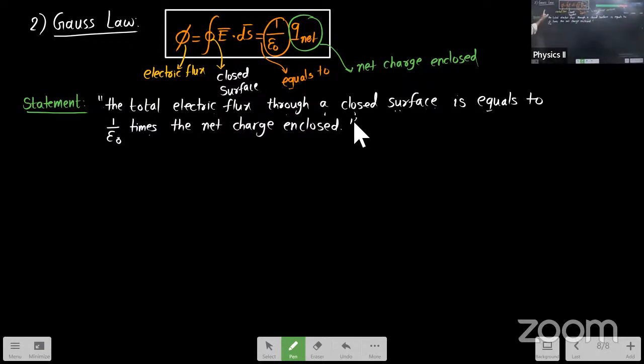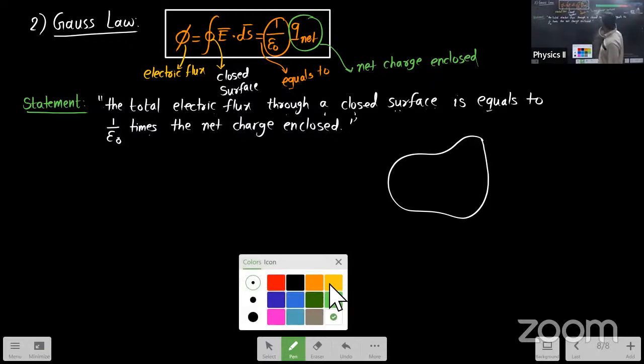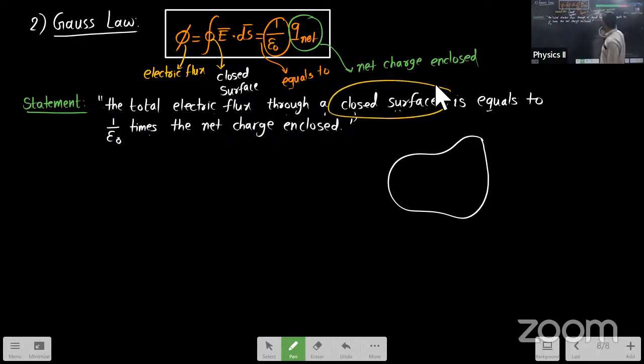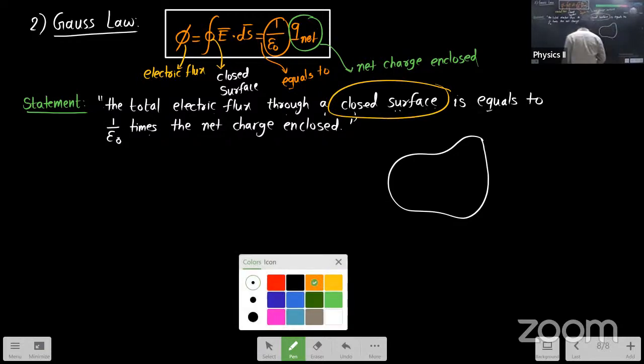What is Gauss law? The total electric flux through any closed surface is equal to 1 by epsilon naught times the net charge enclosed in the surface. Let me give an example. Assume that this is a closed surface, because Gauss law is applicable only for what? It is applicable only for closed surface. Remember this point.